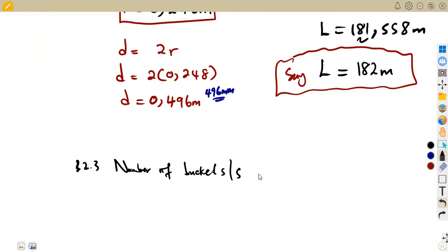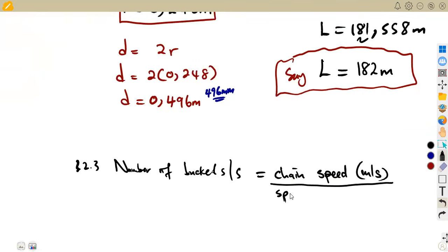All right, it's going to be the chain speed, which is the velocity. So you're going to need the chain speed in meters per second, then over the spacing of the buckets. The spacing is measured in meters, all right? So substituting these values, we've got the chain speed in meters per second.